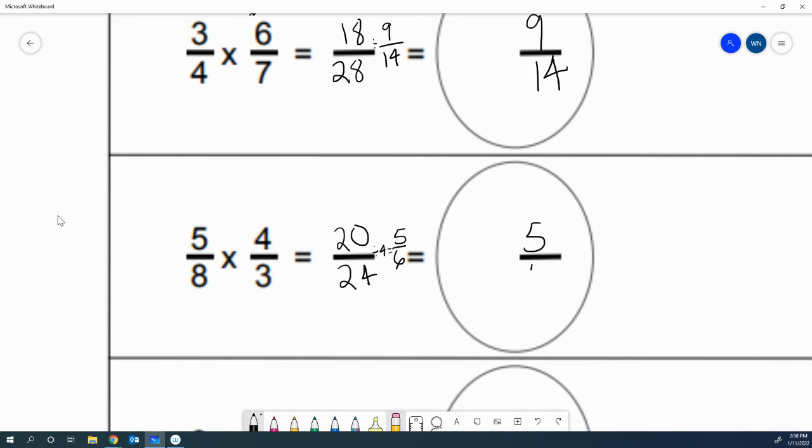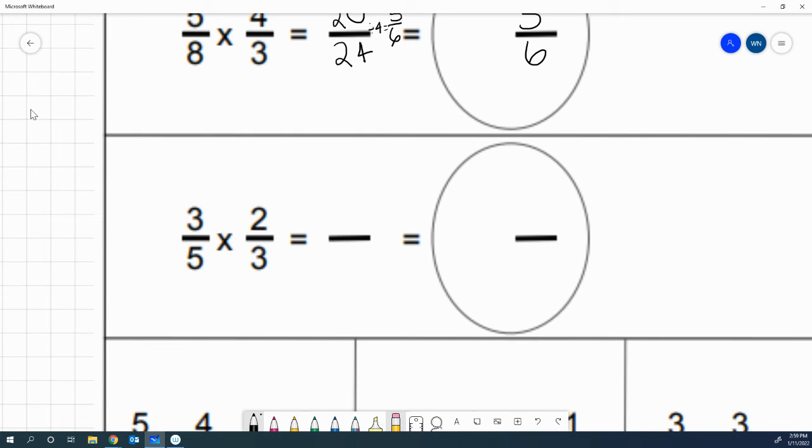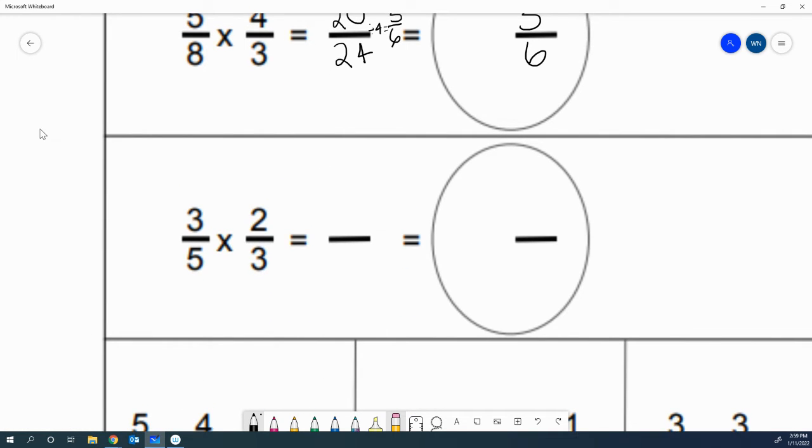My answer was 5/6. If you did not get 5/6 or 20 over 24, make sure you're looking back at your work to see what went wrong, because we want to make sure we understand the standard algorithm. With this next one, go ahead and jump in. Work out 3/5 times 2/3 and put your answer in.